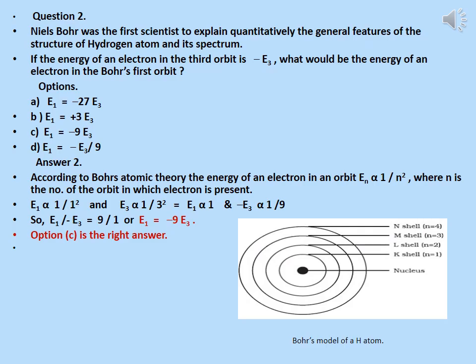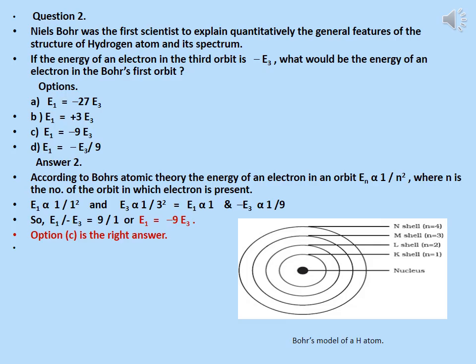Question number 2. Niels Bohr was the first scientist to explain quantitatively the general features of the structure of hydrogen atom and its spectrum. Now the question is, if the energy of an electron in the third orbit is minus E3, it's given in the problem that the energy of the electron in the third Bohr's orbit is minus E3. What would be the energy of an electron in Bohr's first orbit?